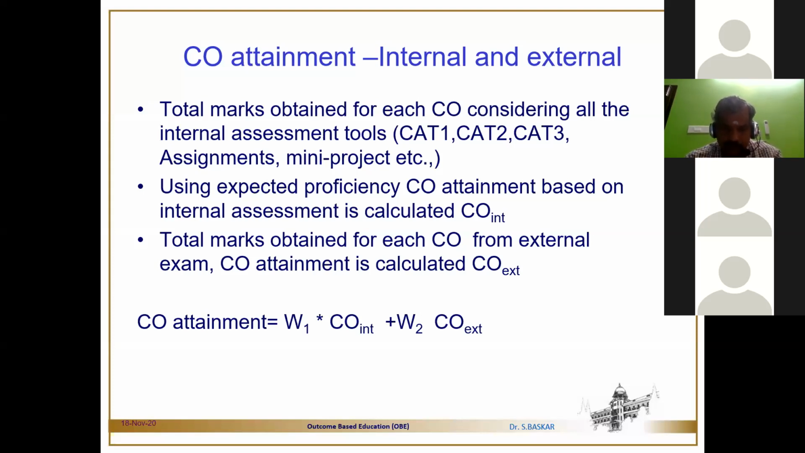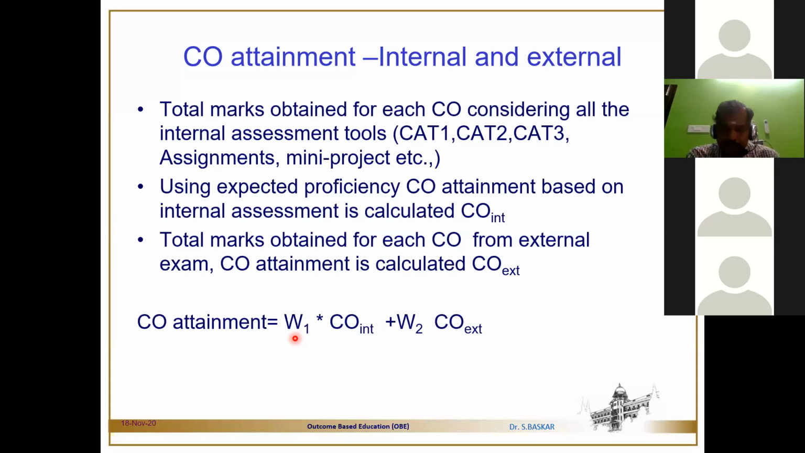Therefore, we are able to get total performance by using weighted average. Depending upon the weightages given to internal and the external, the corresponding multiplication factor will be used. If you are giving 50% weight for both, then we can use simple average.